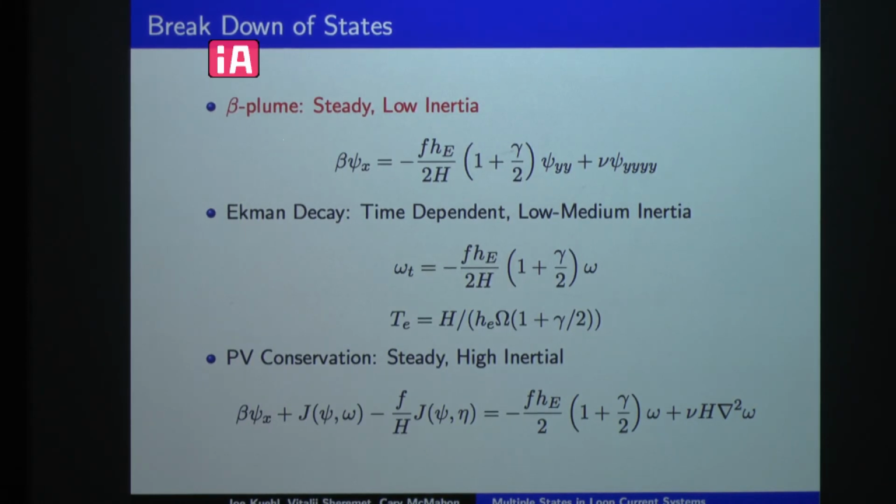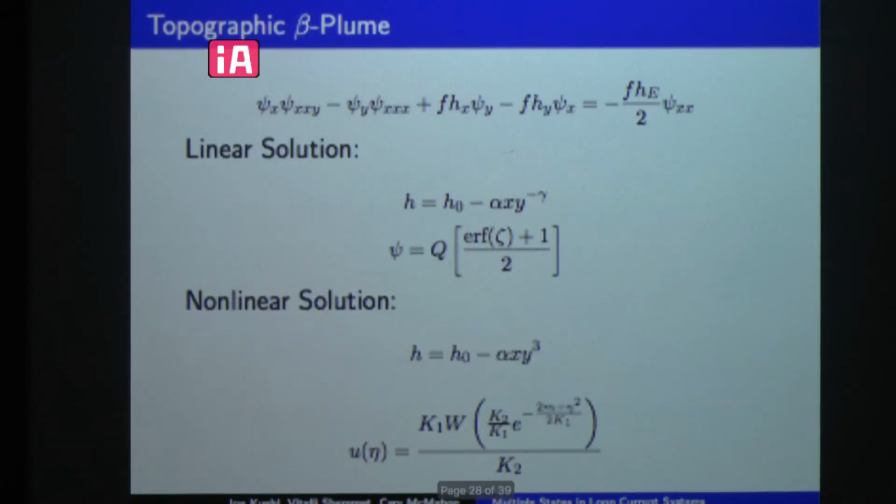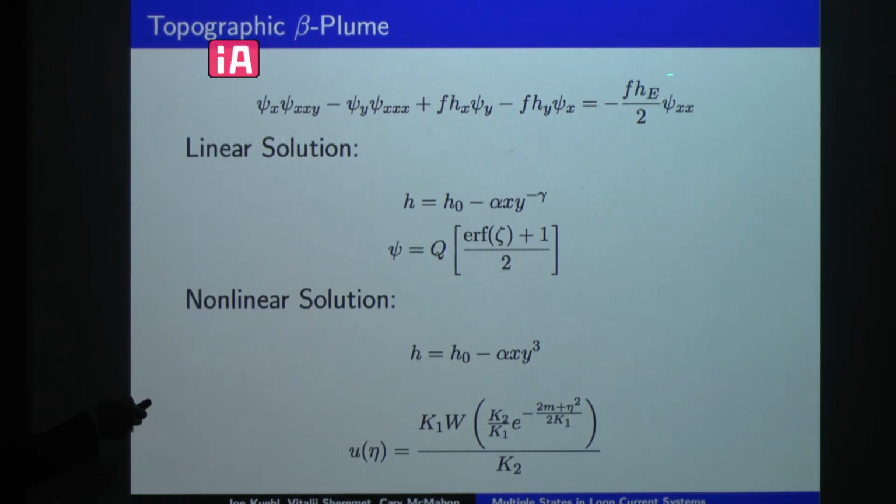So for the steady low inertia case, this is a loop current. This is a looping state. We can write the first order nonlinear terms in terms of the stream function as these. And then we have, these are basically our topographic beta effect. In the lab, we have a topographic beta effect instead of a planetary beta effect. And here we actually have Ekman dissipation. And so there's something called a beta plume solution that has been well known for quite a long time.